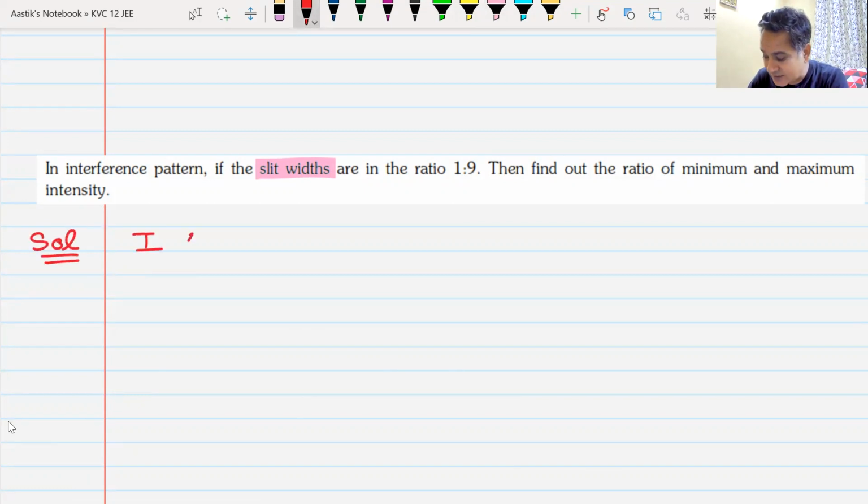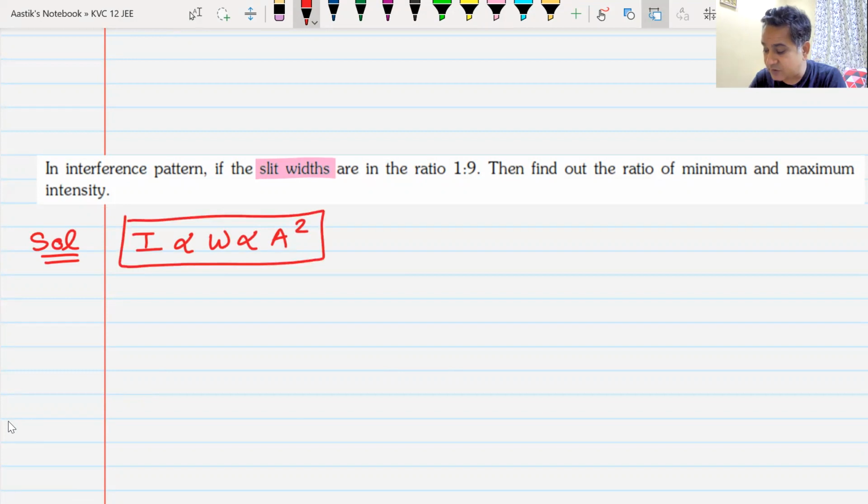Intensity of the wave is directly proportional to slit width W, and it is directly proportional to amplitude square. This is a very important result that you must remember because many questions have come on this result. Intensity is proportional to the slit width, which is directly proportional to the amplitude square. Having given this information, now I hope that you can give me an answer for this question. I will wait for 2 minutes for you to solve it.